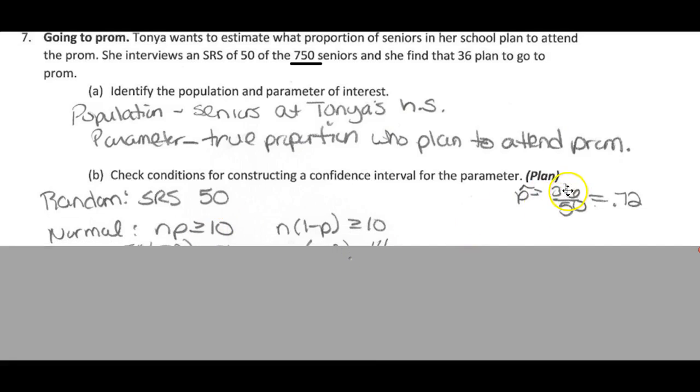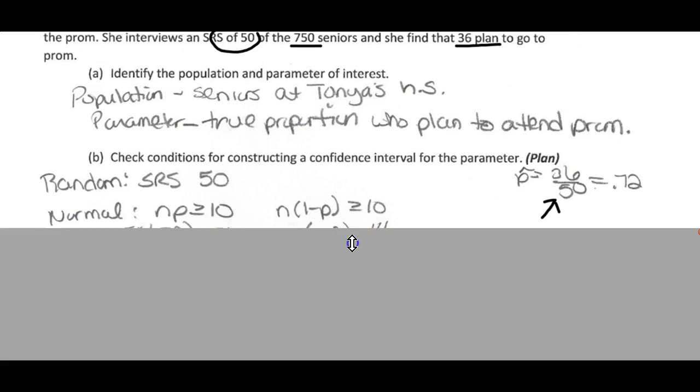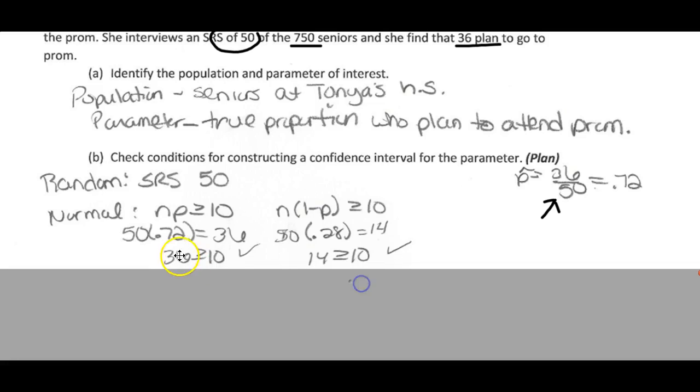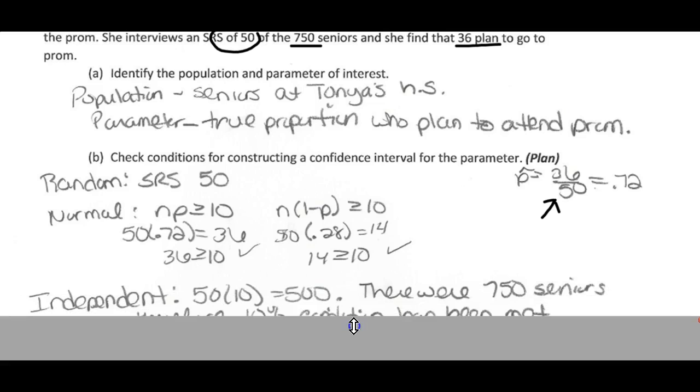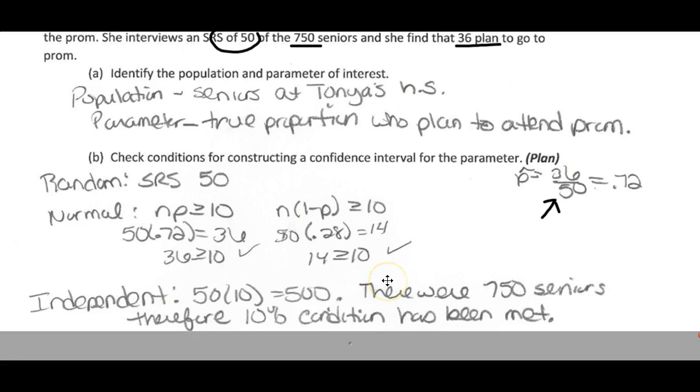Now, p hat. Over here I did 36 because 36 of them said they planned on going to prom of the 50. So that's how I got the p hat of 36 for 50, which gives me a decimal when I put it in my calculator, or a proportion of 0.72. So I did n, which is 50, times 0.72. That gave me 36. And then over here I did n times 1 minus p. 1 minus 0.72 is 0.28, so 50 times 0.28 is 14. Both of these conditions are met, so we can use normal approximation, which means z-scores.